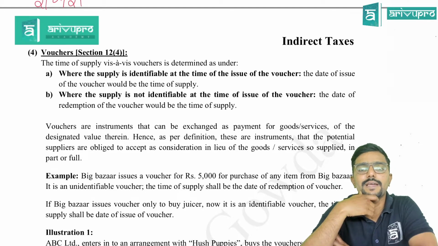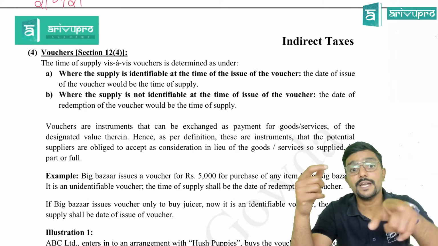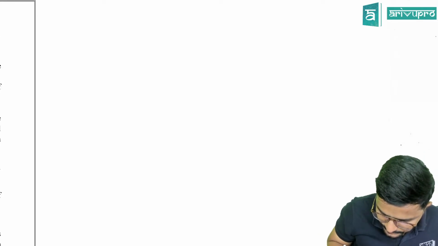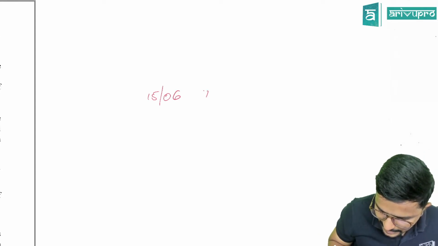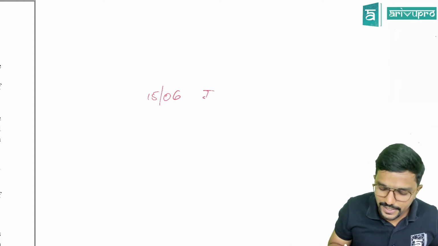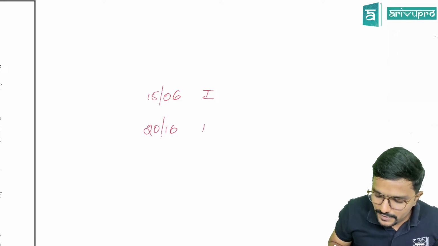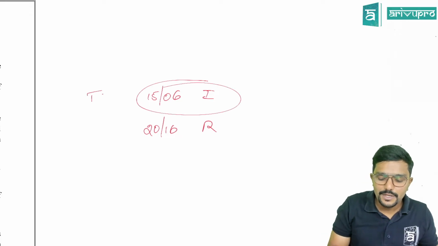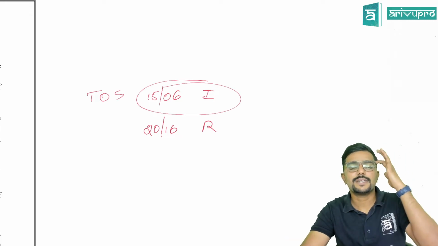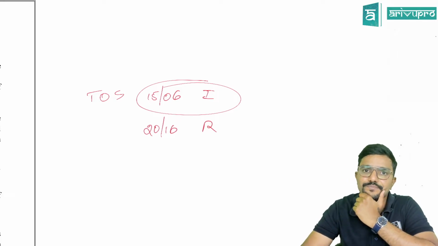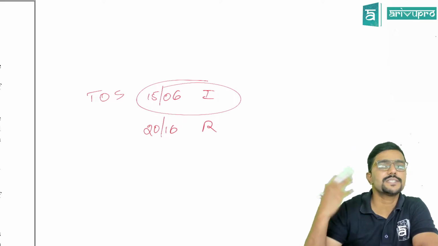So what is the time of supply? The date I issue the voucher or the date you use the voucher? We call it the date of redemption. Let me take an example. I issued the voucher for you on 15th June. You went and used this voucher in Domino's on 20th June. We call it redemption of the voucher. So the time of supply would be 15th June, as at the time of issuing the voucher, I knew for what purpose it would be used. Agree? Yes, sir.